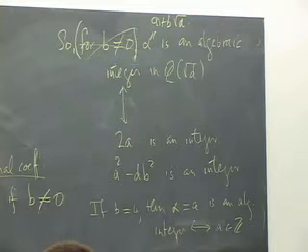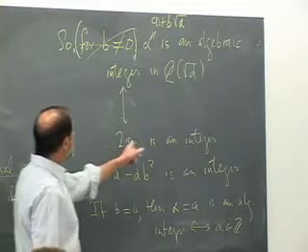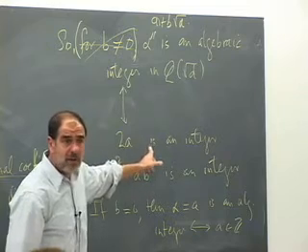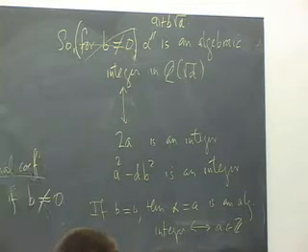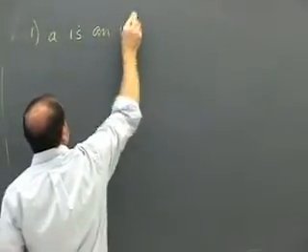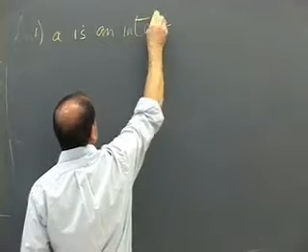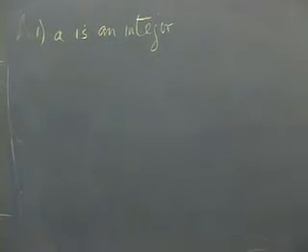So there are two cases. If you look at the first condition, it says that 2 times a is an integer. Well, it can either be an even integer or an odd integer. If it's an even integer, a was already an integer. So let's do that case first. Case 1. a is an integer. Well, that means that b squared times d is an integer.